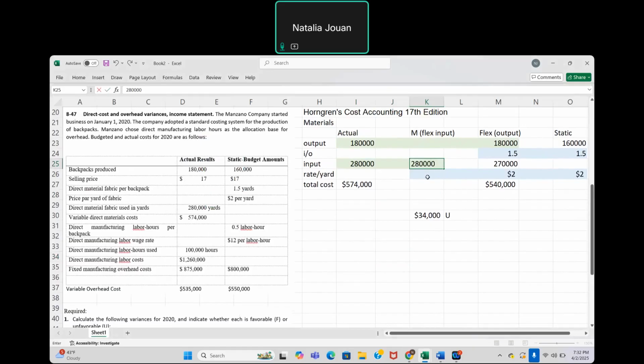And I think I have an extra 0 there. Yep. And we are going to move in the 2, right, from the static. So we multiply one times the other. We get 560. So what is this telling us?